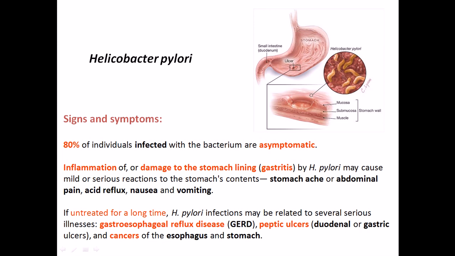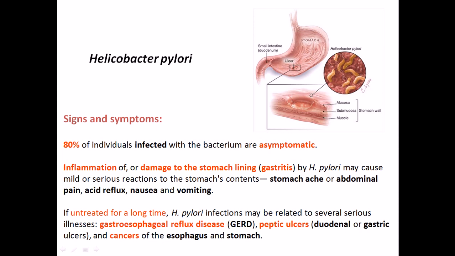In certain cases, it starts damaging the stomach lining, damaging the mucus layer of the stomach, and as a result the acid content of the stomach starts to hamper or degrade the cells of the stomach lining. As a result, it can cause stomach ache, abdominal pain, acid reflux, nausea and vomiting. So these are all symptoms of Helicobacter pylori infections.